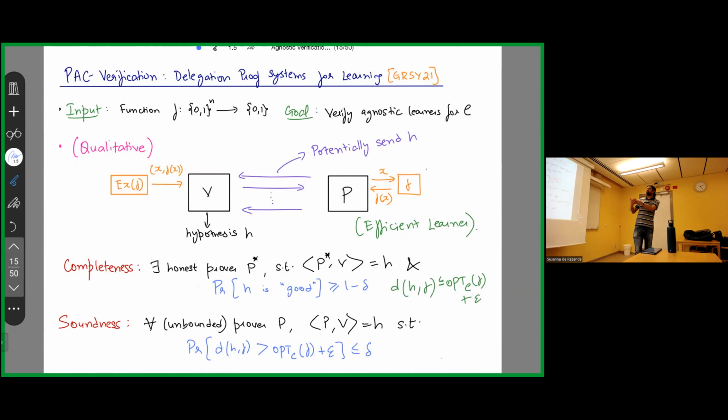So again, to repeat, completeness here would mean that there exists a prover, P star, such that the output of this interaction is a hypothesis which is good with very high probability. And what do I mean by good? It's that the error is at most opt plus epsilon with high probability. In the soundness case, for every unbounded prover, the likelihood that your verifier outputs a bad hypothesis is very small. So you either output a good hypothesis or you just say you're lying, I'll just reject you.